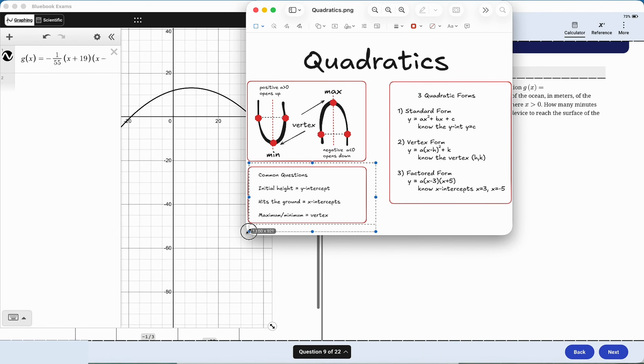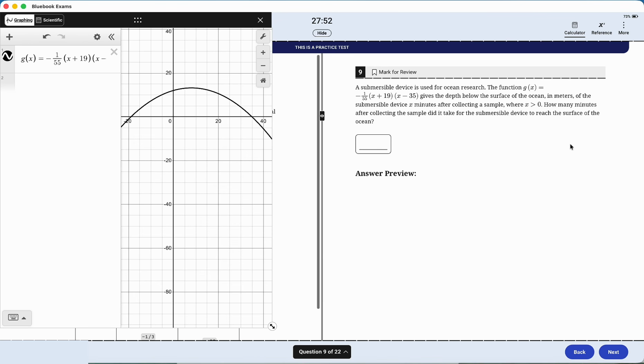Basically this. Common questions about quadratics: they'll give you this quadratic and then they'll ask you in terms of context. And there's some keywords you want to know. If they talk about an initial amount, initial height or whatever, that's the y-intercept. If they talk about when something hits the ground, that's the x-intercept. And if they talk about the max or min, you want the vertex.